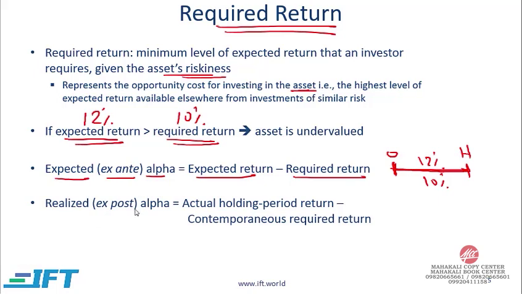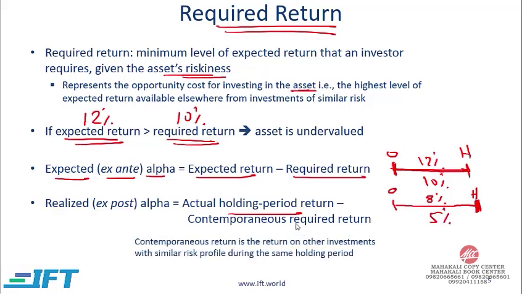The realized, or the ex post, alpha is the actual holding period return minus the contemporaneous required return. Let's say that over this period, now you have moved forward in time, the return that you actually realized was 8%. During this same time, the contemporaneous required return was 5%.